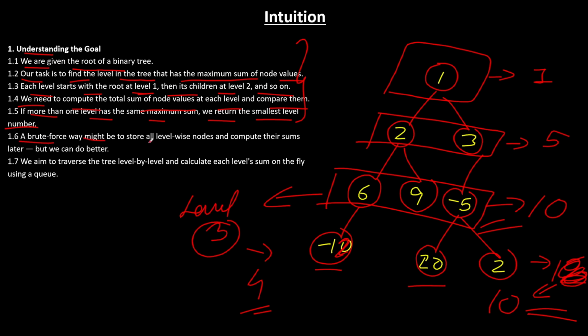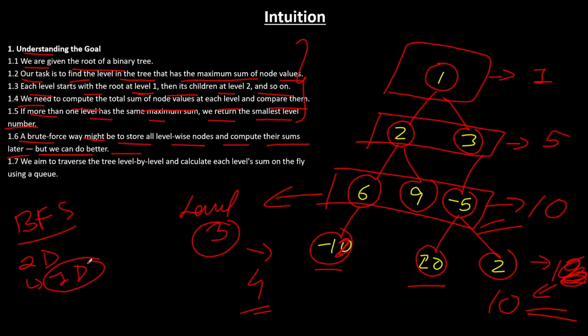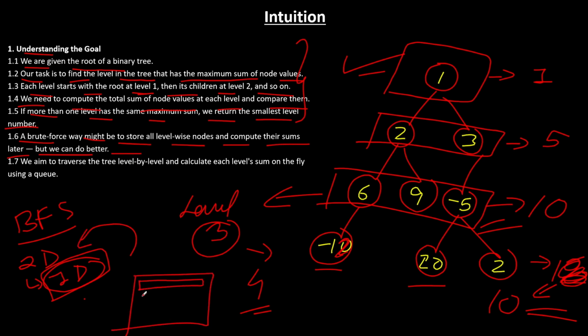So the brute force way might be to store all the level wise nodes and compute their sum. Okay, but we can do better. For the brute force, what comes to our mind is that we will use BFS. We will take a 2D list and a 1D list. The 1D list will keep getting updated at each level. At each level we will store the values of that level in the 1D list, and when the traversal of that level is done, we will store this 1D list into our 2D list. So it will become level 1 list, level 2 list, level 3 list, right? It will become a 2D list in total.